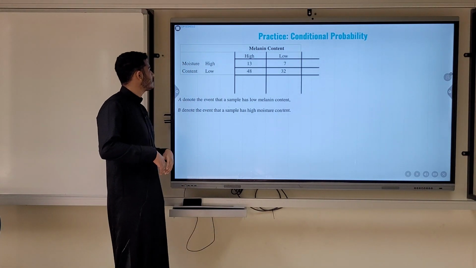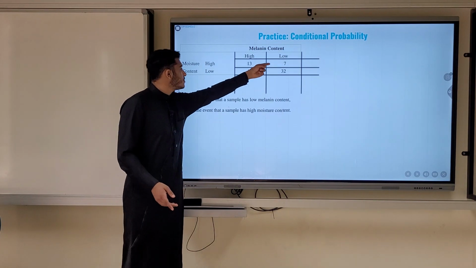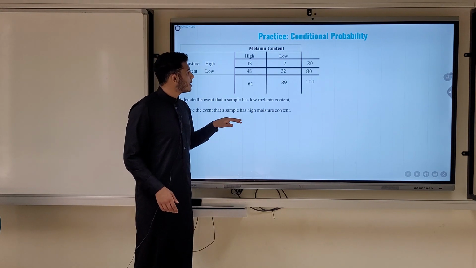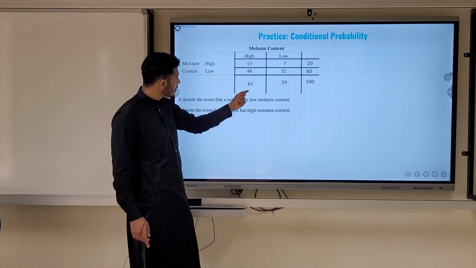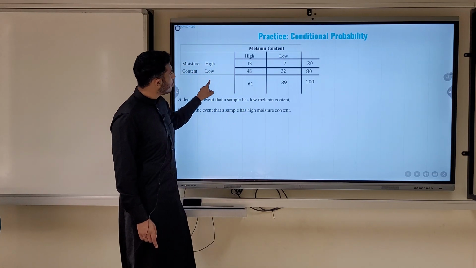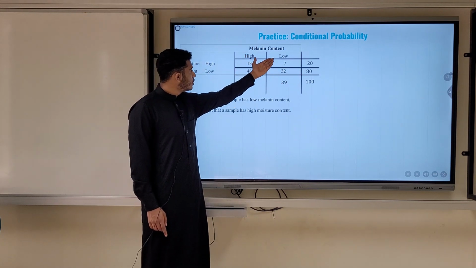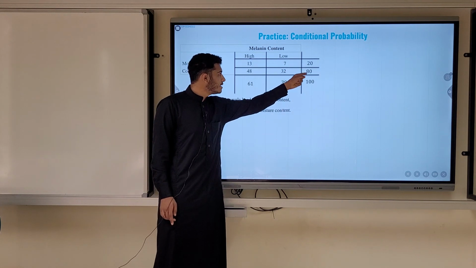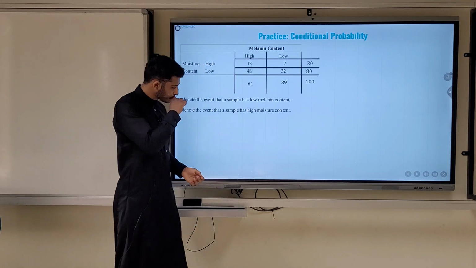So when someone asks me how many people have high moisture content, I don't sum the 13 with the 7. I just have the numbers already ready for me, like here. So we have 20 people with high moisture content, and 80 with low moisture content. If you add these, you have to end up with the same number as if you add these. That's a way to make sure.